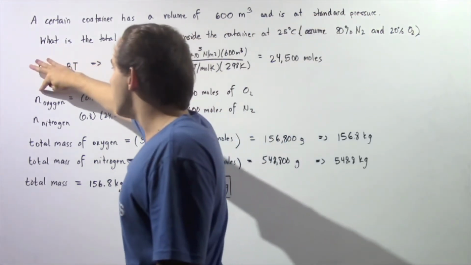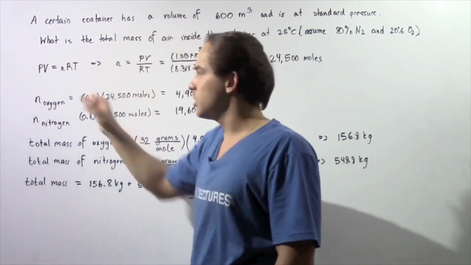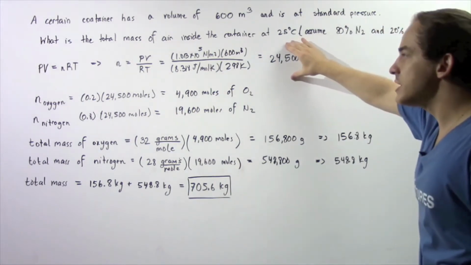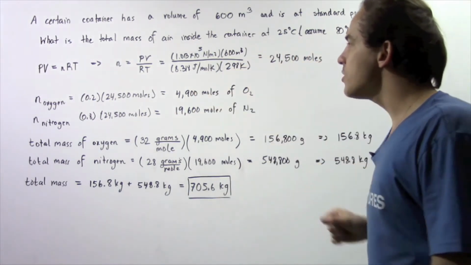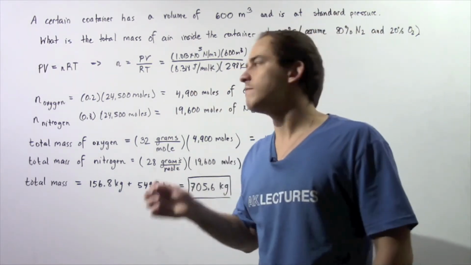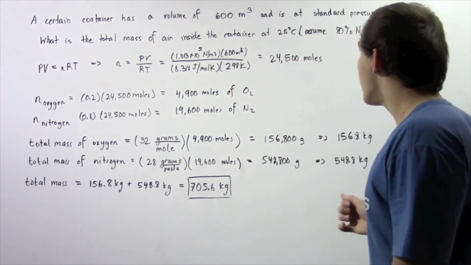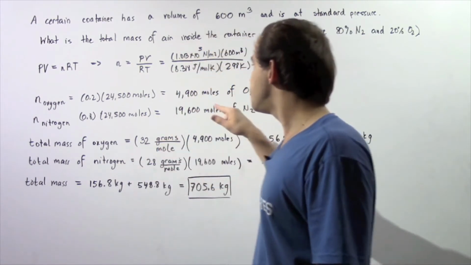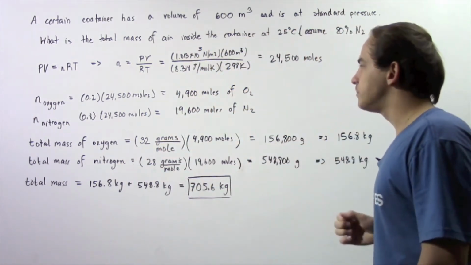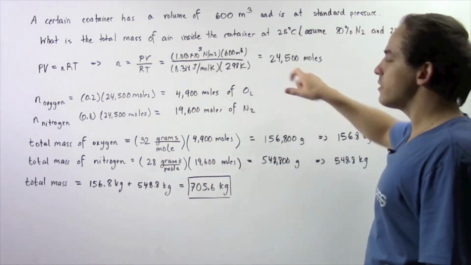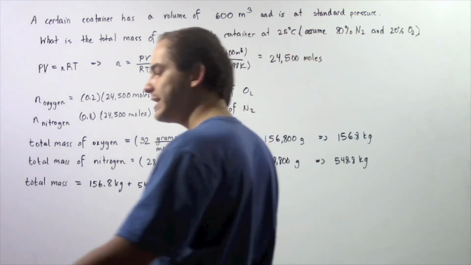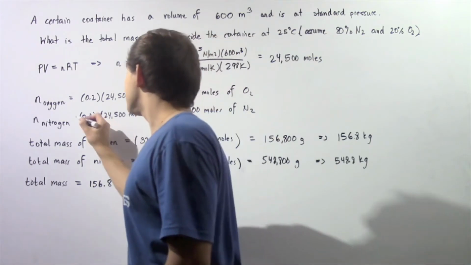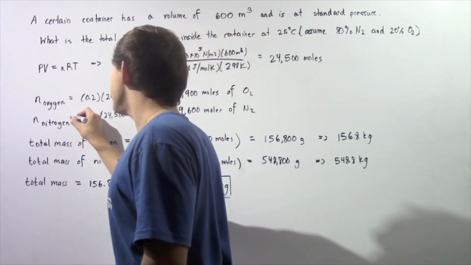So to calculate the number of moles of oxygen, we simply multiply 0.2 times this value and we get 4,900 moles of oxygen. Likewise, to find the number of moles of nitrogen, we take 0.8 and multiply by 24,500 and we get 19,600 moles of nitrogen inside our container.